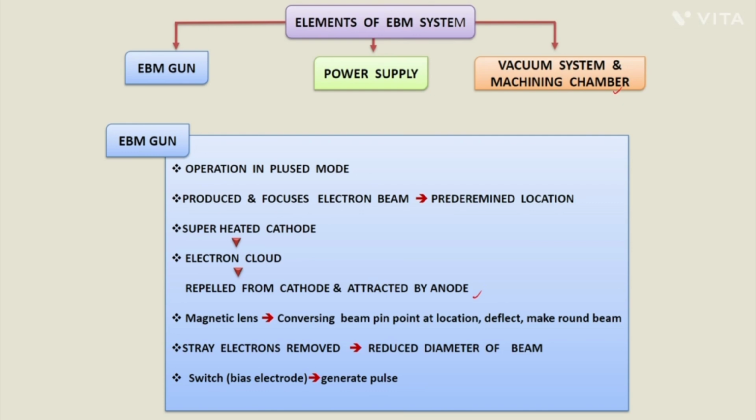So this beam is pinpointed into a small location when it passes through the magnetic lens, and it also deflects and makes a round beam. So this is the working principle of this magnetic lens. Also, stray electrons are removed by using this magnetic lens, and the diameter of the beam is further reduced. Then it passes through a switch or bias electrode to generate the pulse.